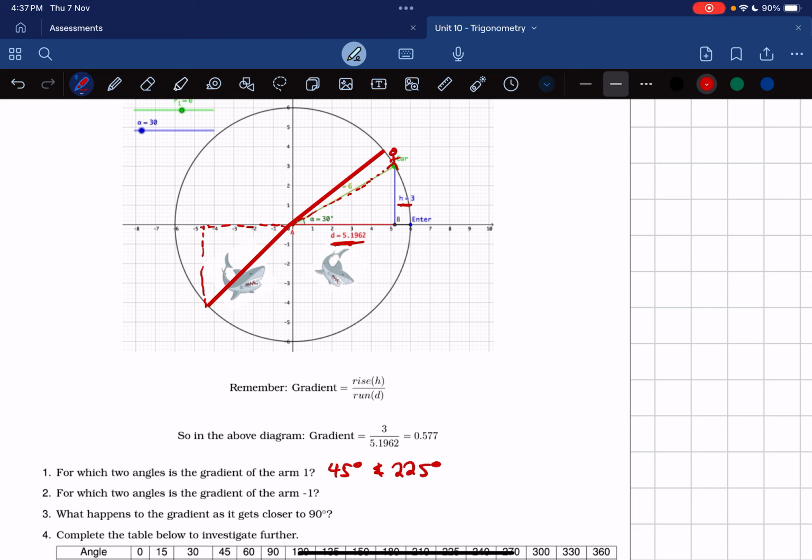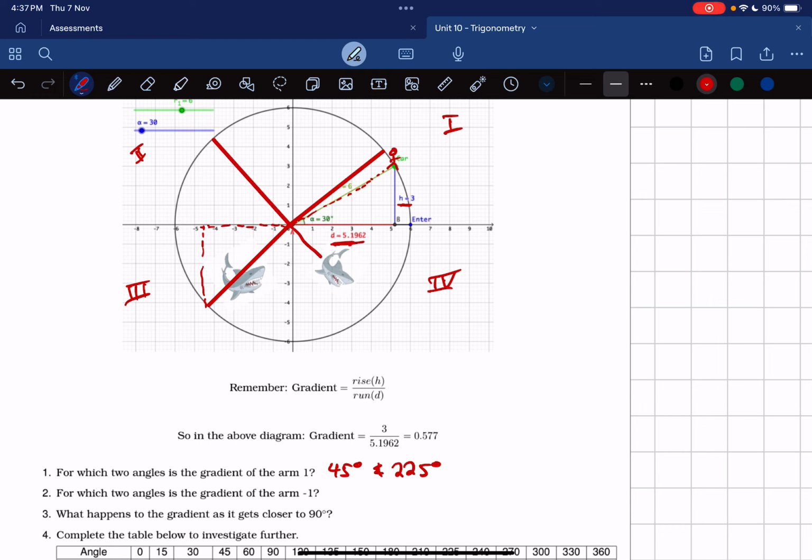Okay, now in quadrant 1, both the horizontal distance and the vertical height are going to be positive. And in quadrant 3 here, the horizontal distance and vertical height are both negative, in which case we have a gradient of 1. So for number 2, we're going to be working in quadrants 2 and 4, because again, we're going to go at the 45s here.